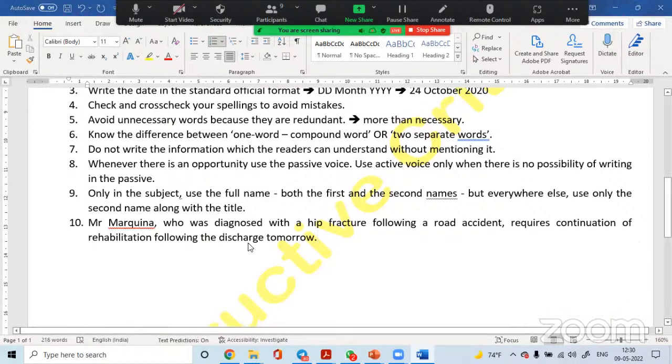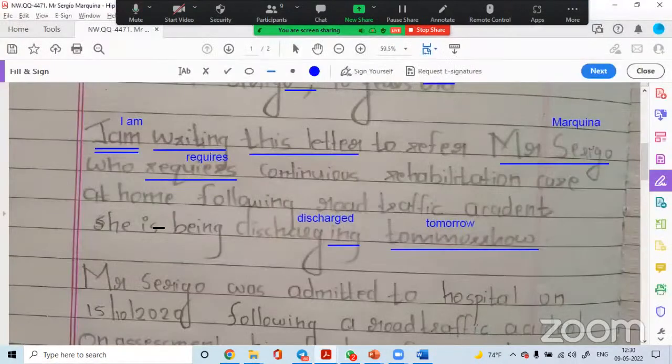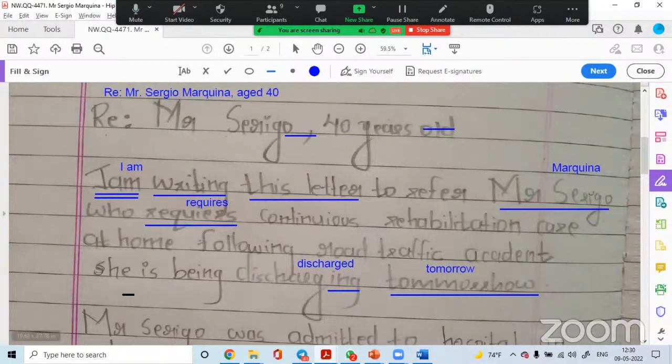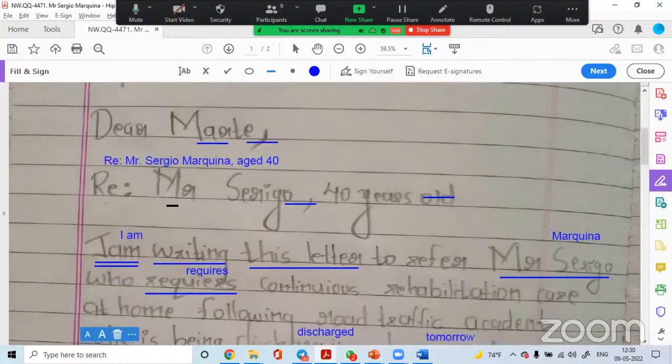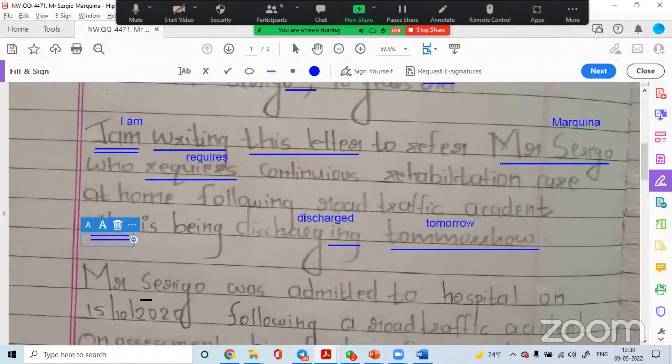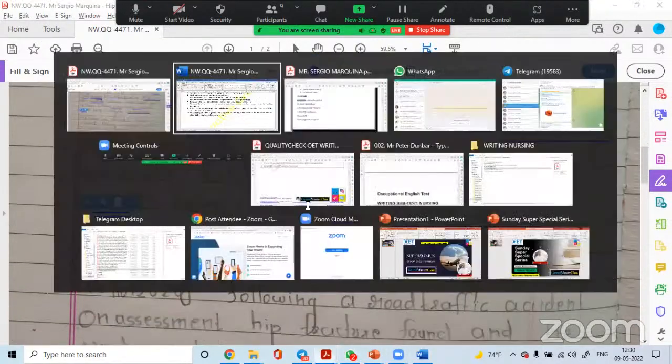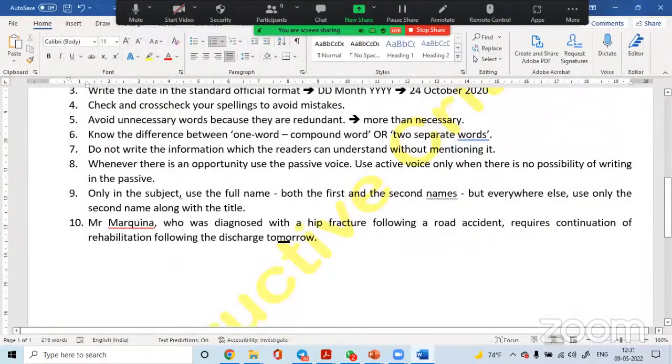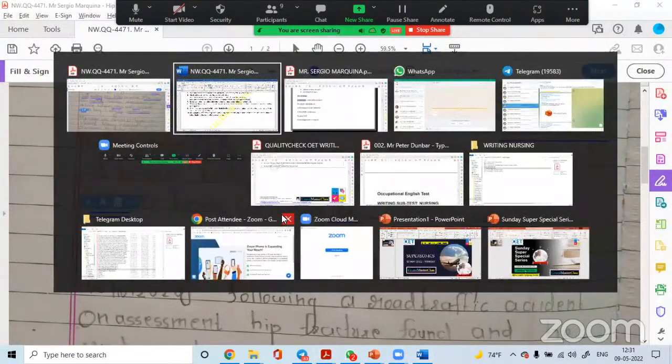So where is he being discharged? She is being discharged. She, why is she? Why are you changing the gender? Be careful, Mr. and she don't go together. Mr. means he, and you are writing she. Very big problem. How can you write she? Okay, where is he being discharged?